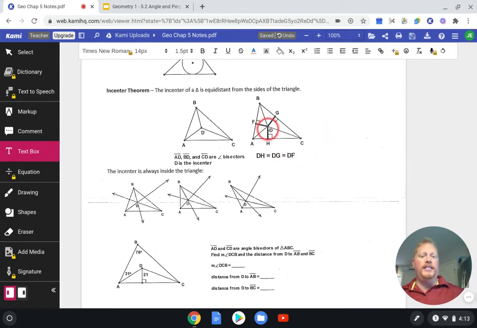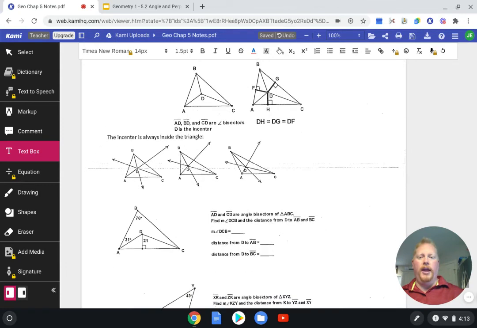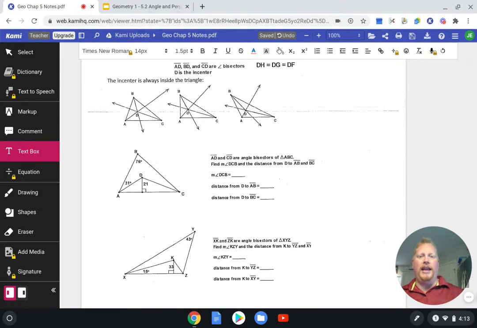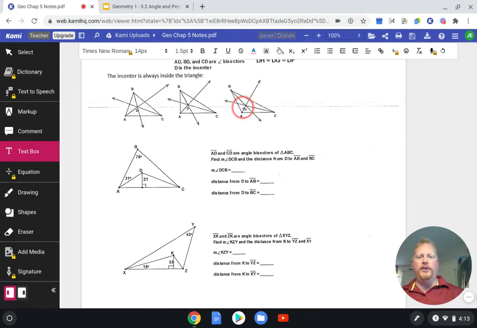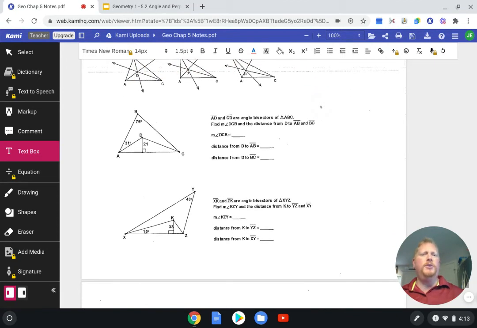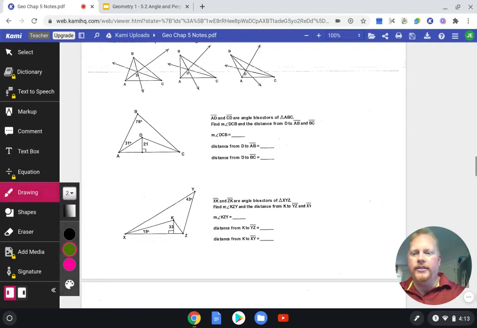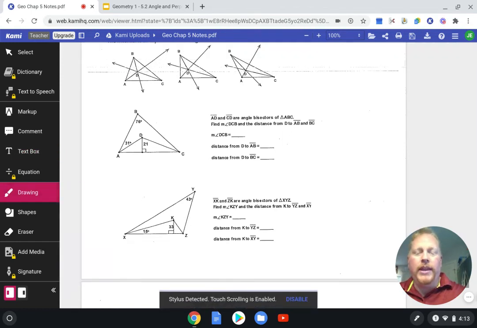So here I would know that DH is the same distance as DF, is the same distance as DG. All three of those are the exact same. And as we pointed out in the dynamic example, the incenter is always inside the triangle. Now take a look at these two diagrams, because you're going to see quite a few of these. It says AD and CD are angle bisectors. So that's enough to tell us that D is the incenter.